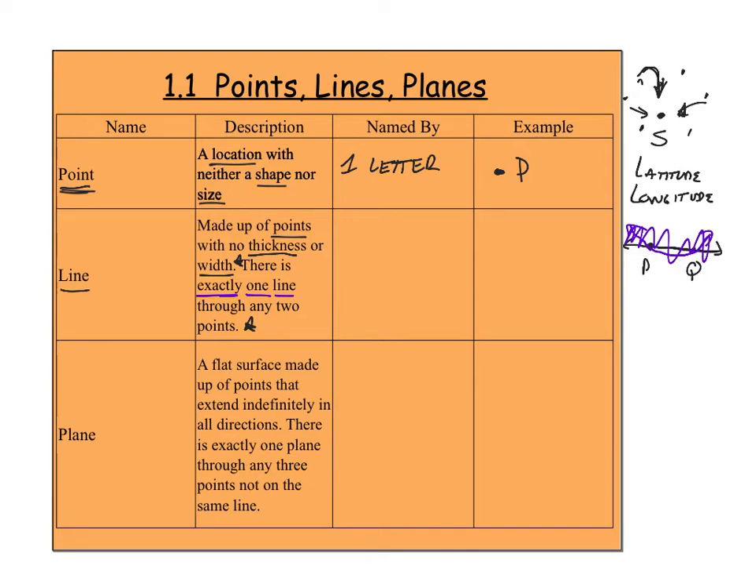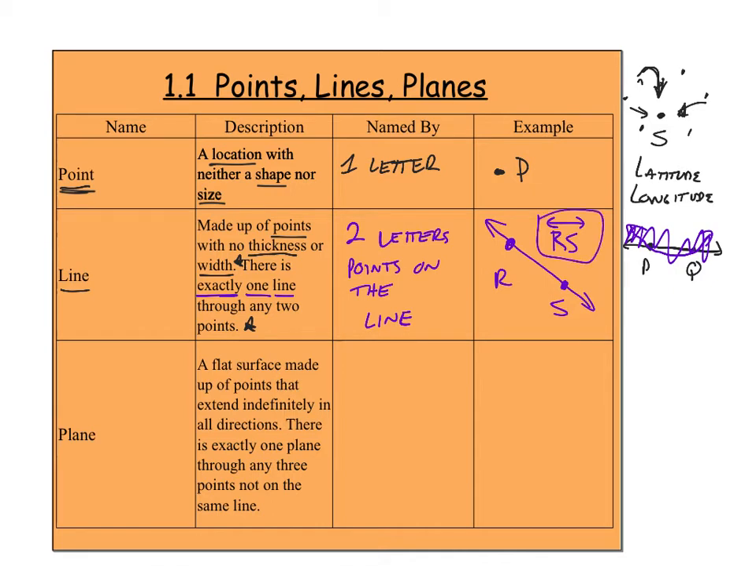So a line is named by 2 letters, and those 2 letters refer to points on the line. If I've got R and S, I would say line RS, and I would draw it like this. This would be the symbol for line RS. Notice I put the two little arrows on there. That tells me that it goes on forever in both directions.